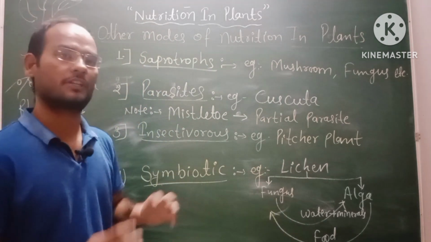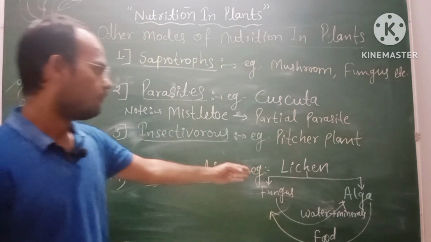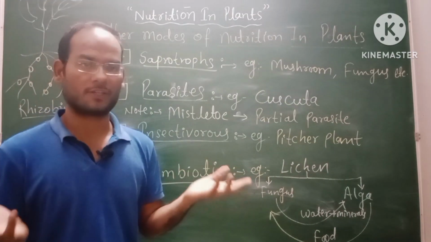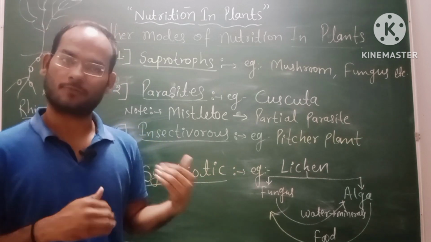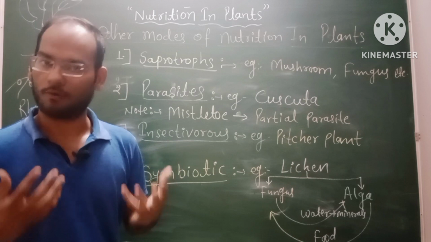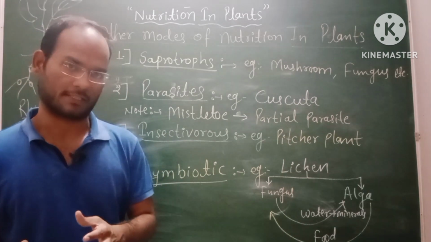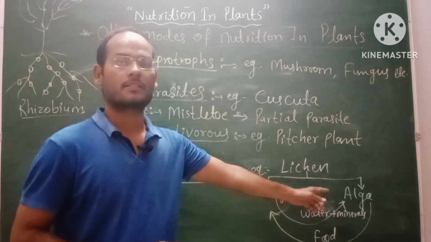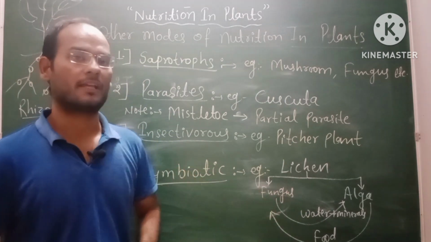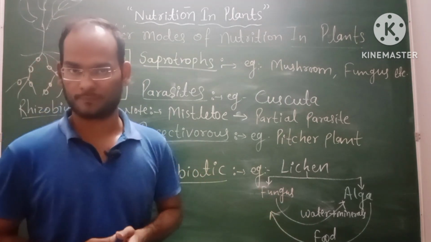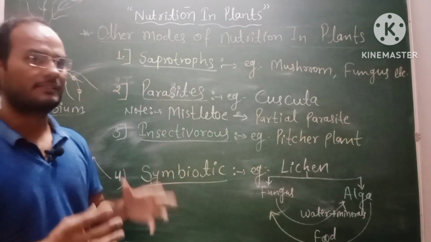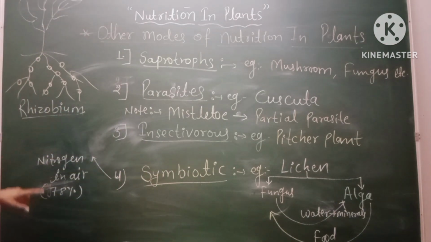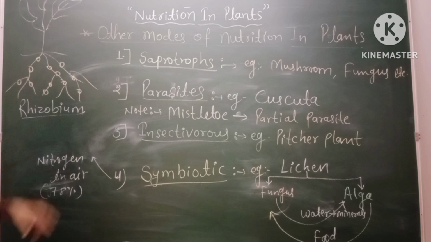So how do they help each other in obtaining food? Fungus provides the water and minerals. Alga, as we know, has chlorophyll. So we can say that alga can make its food by itself with the help of photosynthesis. Is that clear? Then after that photosynthesis, alga provides some of the food to the fungus, and in this way they help each other in obtaining food. Clear?